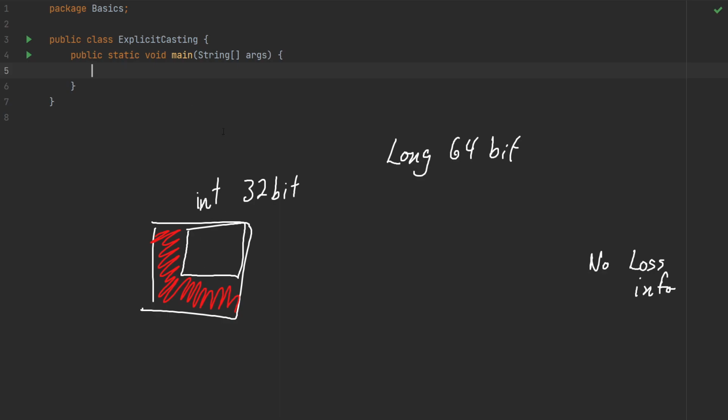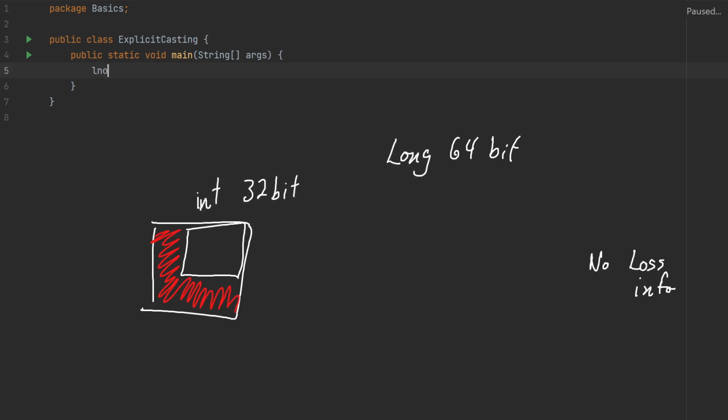So to be able to do this casting from 64 to 32, we have to tell the compiler that we know for a fact we're going to lose some information and we're okay with it. So we're kind of going to do this thing we call an explicit casting. So let's go ahead and try this out.